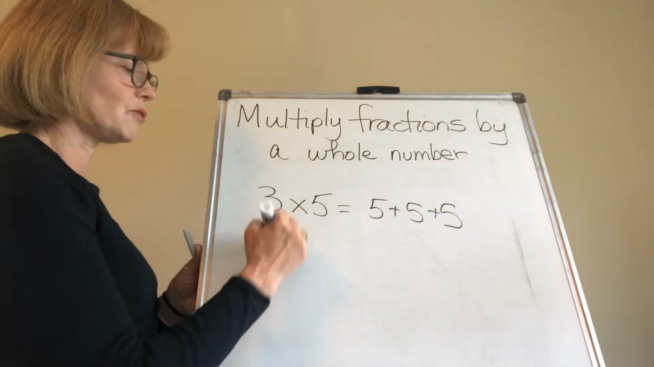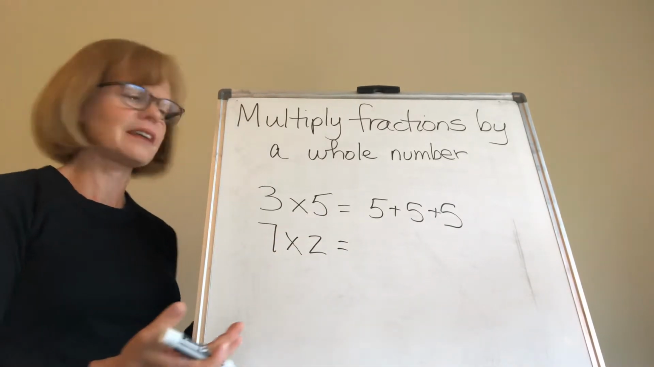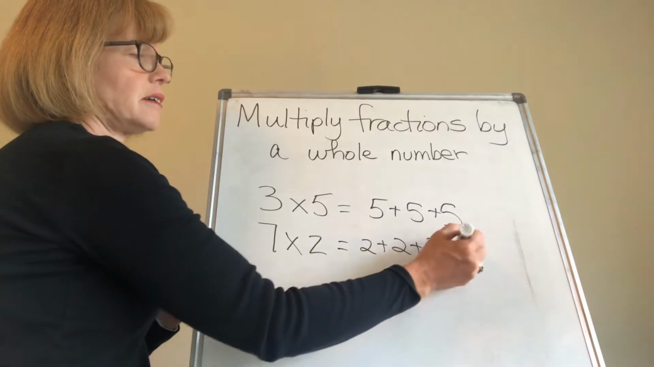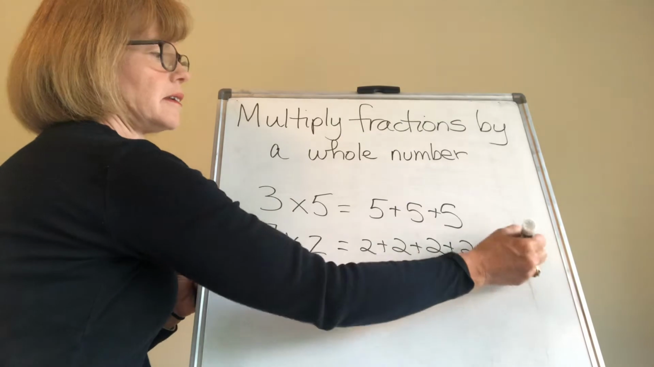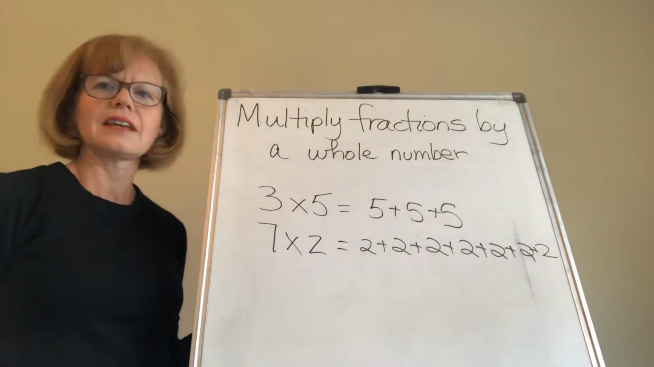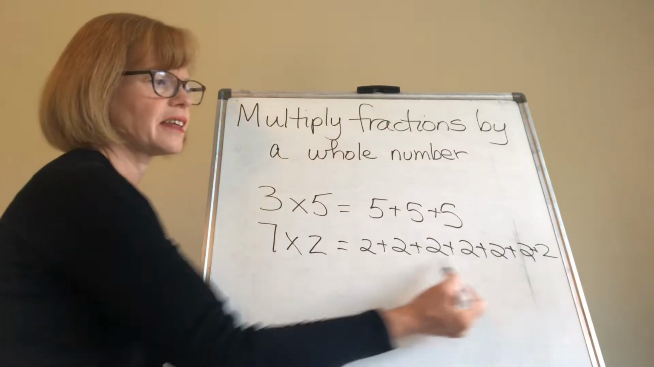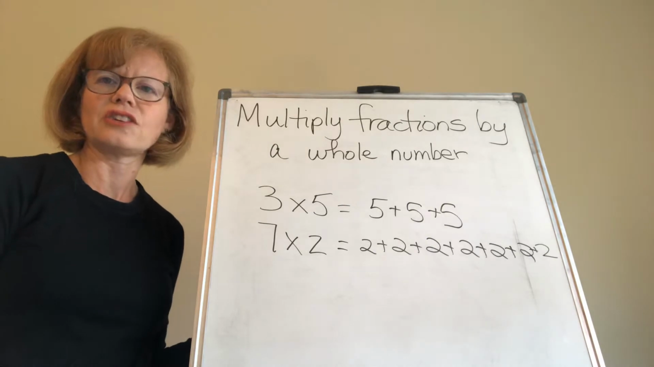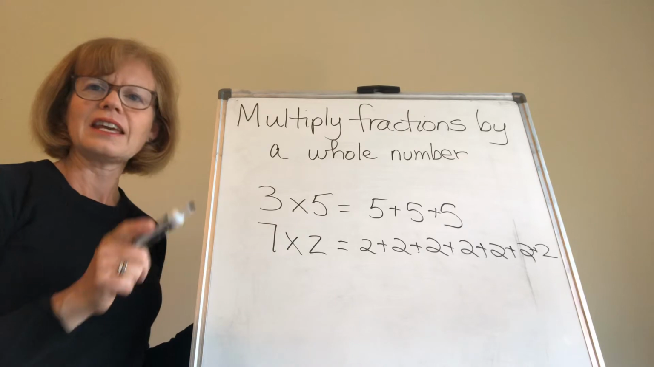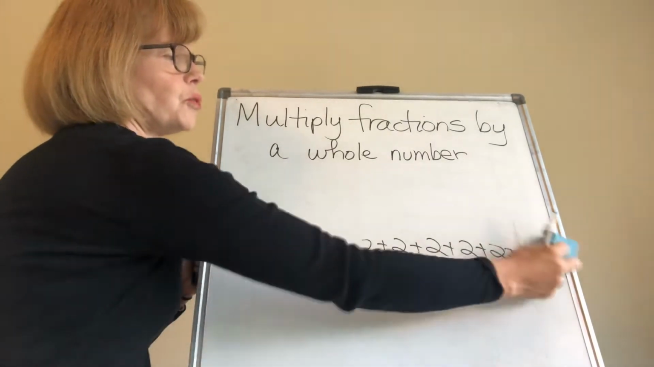The same thing could be true with 7 times 2. 7 times 2 just means that I have the number 2 7 times. So 2, 4, 6, 7 times. And we just know that this is the more efficient way to write this addition equation. So if you can remember this, it will help you with multiplying fractions with a whole number.